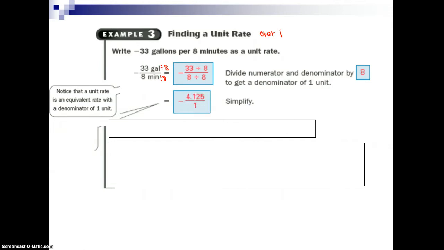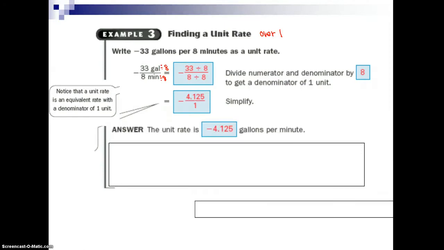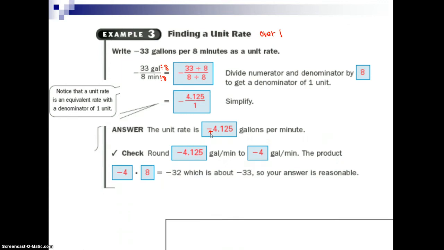You have negative 4.125, which is negative 4 and 125 thousandths over 1. That's the unit rate. It's the number of gallons per minute. And this must mean that we're losing gallons per minute because we have a negative. We can always check by rounding negative 4 and 125 thousandths to negative 4, multiplying by that 8, and you should get around negative 32, which is about negative 33. So your answer is reasonable.